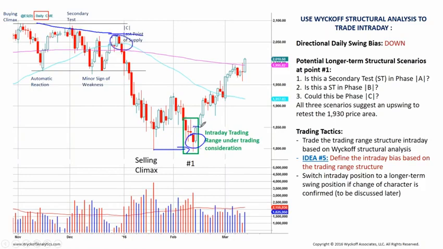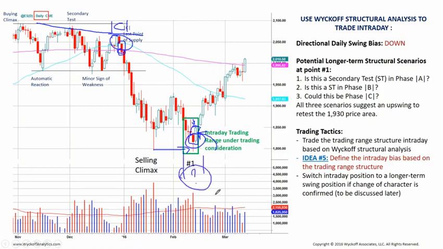You have to have a confirmed reversal, and your preference would be to anticipate this reversal, day trade it, and then leave it on once you have a confirmation by the close. Anticipate, day trade it, leave it once you have a confirmation by the close. And of course, you need to understand the structural scenarios. So here it was more evident that it was phase C.